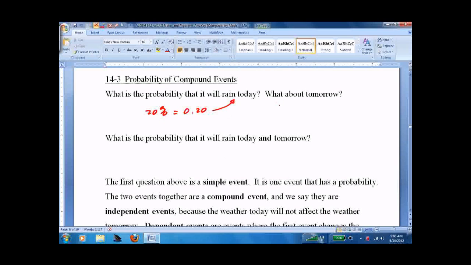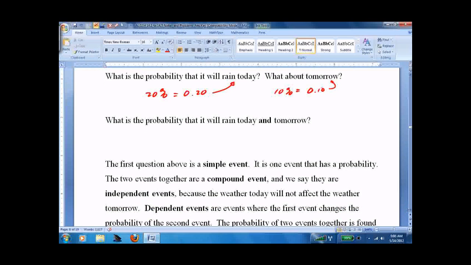And the forecasters looked at tomorrow and said, you know what, tomorrow is also even lower. It's 10%, or 0.10. So the next question is, all right, what's the probability it'll rain today and tomorrow? Well, to do that, we actually multiply them together. This is confusing, why we multiply one time and don't multiply others, so you're going to have to practice a lot to get good at it. But you'll find then the chances that it rains today and tomorrow, if there's 20%, 10%, is only 2%.